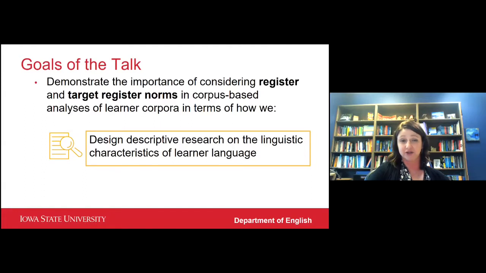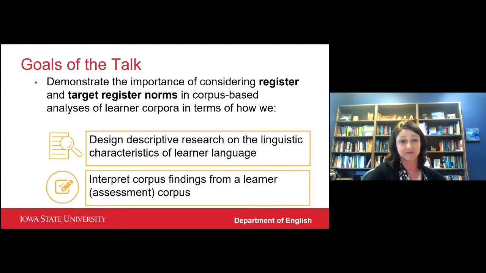And so that's the first, at the initial design stage, and I'll show some lessons that I've learned from my own research. And then the second goal is to look at how we can use an awareness or an acknowledgement of register to strengthen our interpretations of corpus findings. So once we have our learner corpus and we have findings about the linguistic characteristics of that learner language, how can we use register to enrich or more fully interpret the linguistic descriptions that we get?